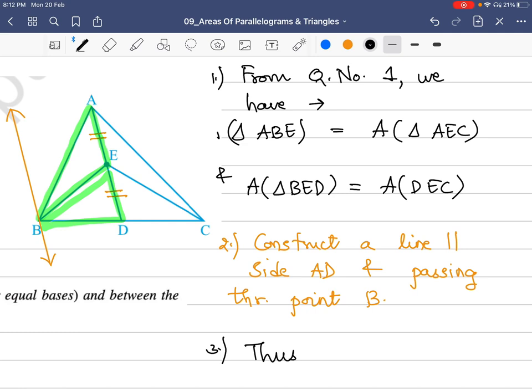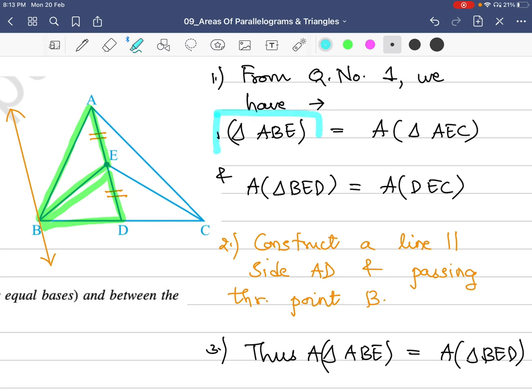Thus, area of triangle ABE is equal to area of triangle BED. Okay, so just to use a highlighter. So this triangle ABE, area of this triangle ABE is equal to area of triangle BED. That is what we have proven. And this triangle is already equal to this triangle in area, and area of this triangle is also equal to this triangle, which means area of all these four triangles are equal to each other.